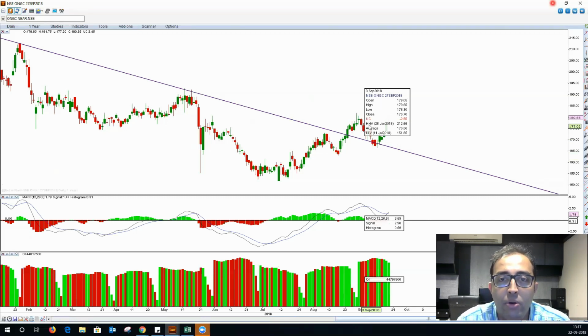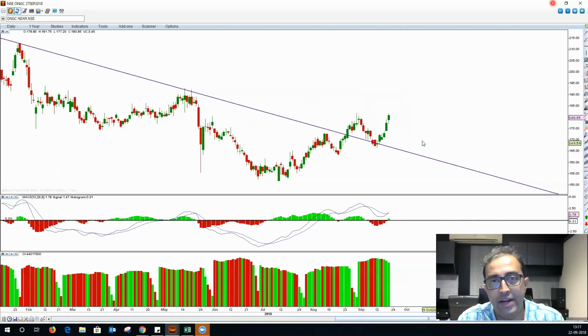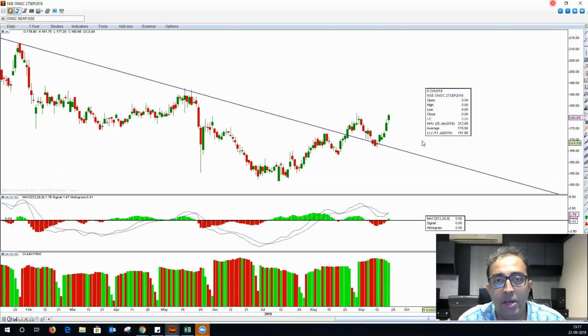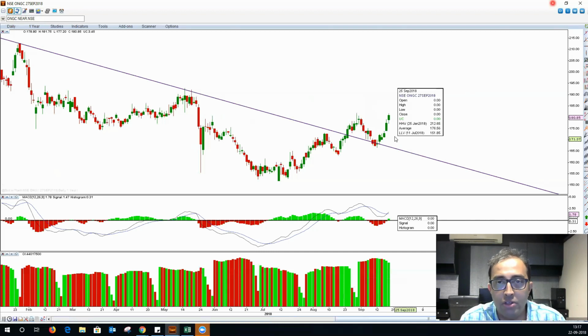So one should actually be looking to buy ONGC and be on the sell side with LIC. With the NBFC news also coming in, one could actually be witnessing some softness emerging in that counter. So these are the stocks in play.